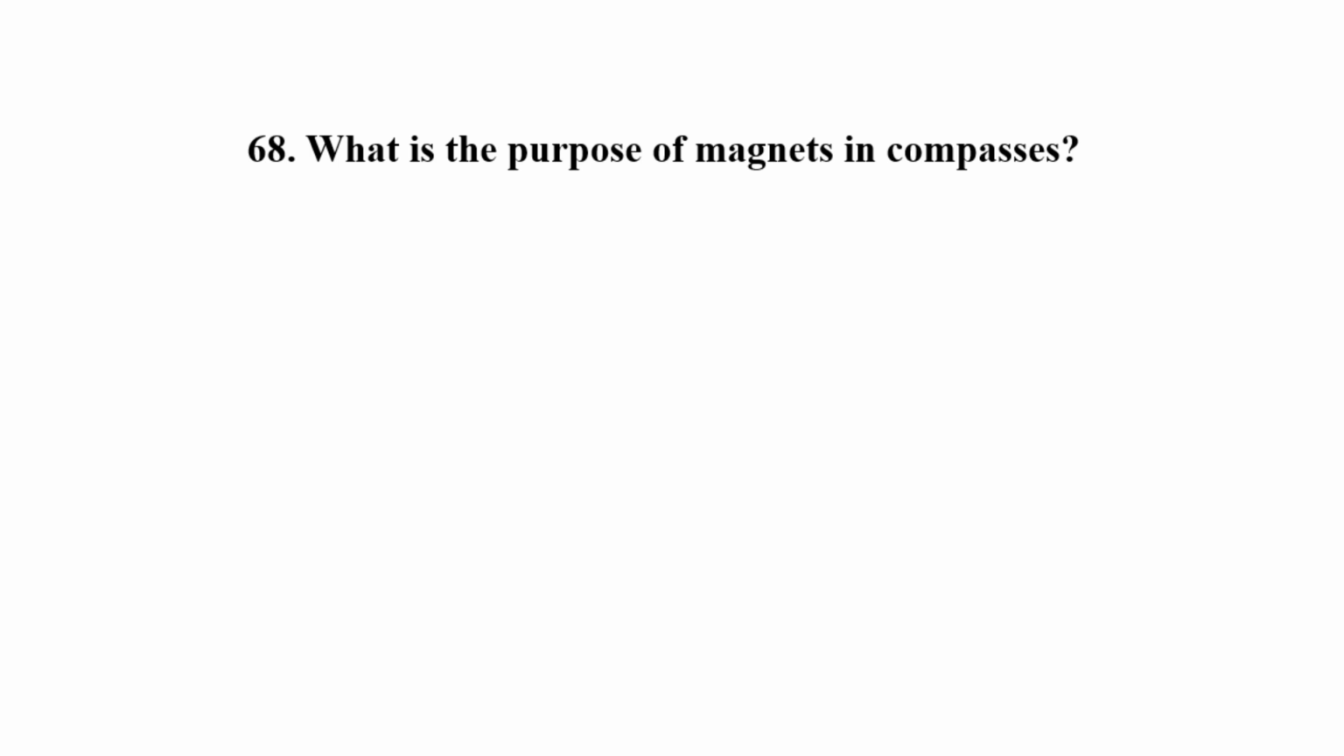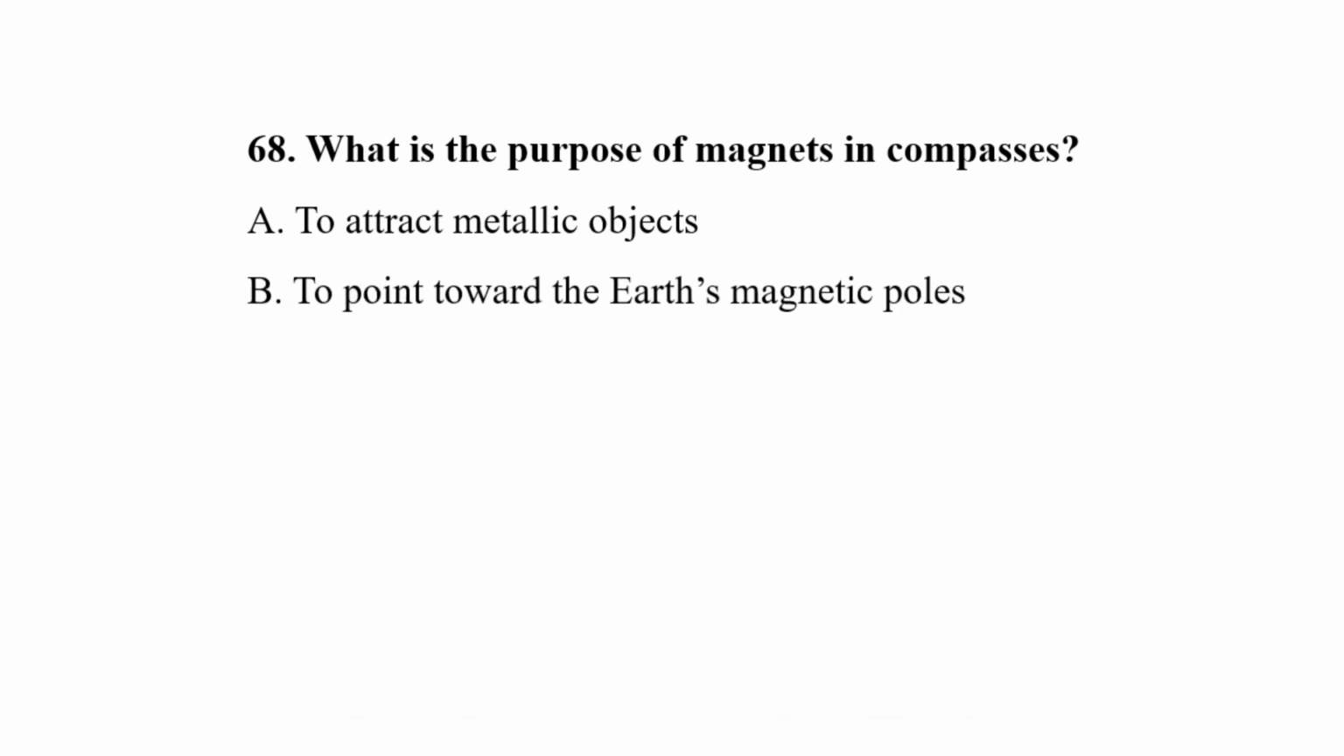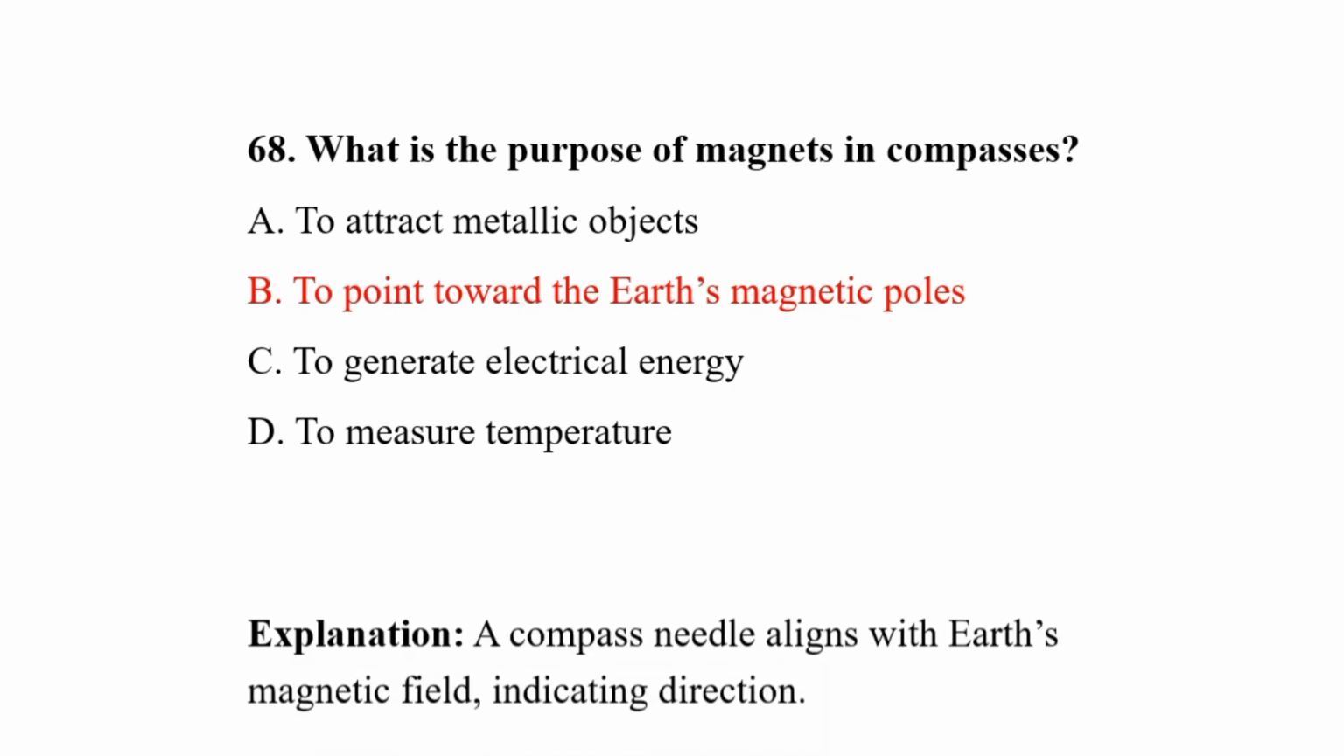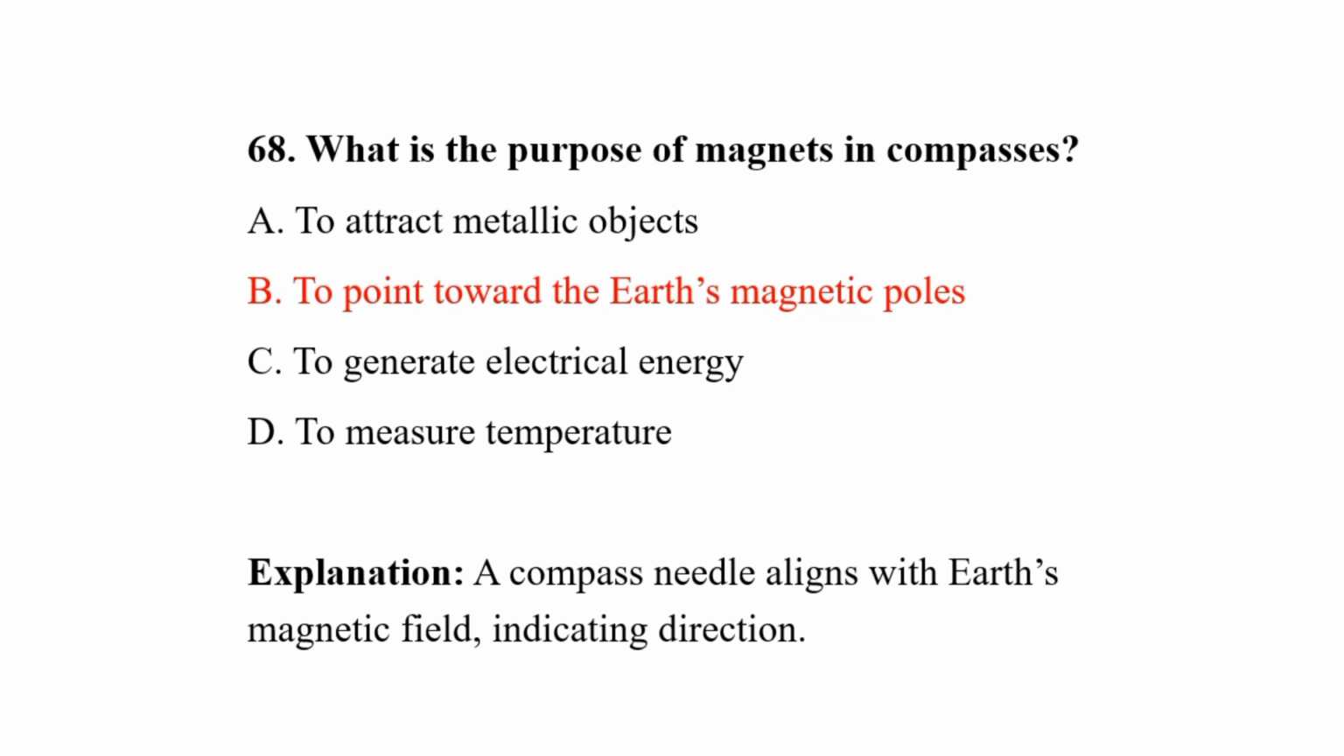Question number 68. What is the purpose of magnets in compasses? A, to attract metallic objects. B, to point toward the Earth's magnetic poles. C, to generate electrical energy. D, to measure temperature. The answer is to point toward the Earth's magnetic poles. A compass needle aligns with Earth's magnetic field, indicating direction.